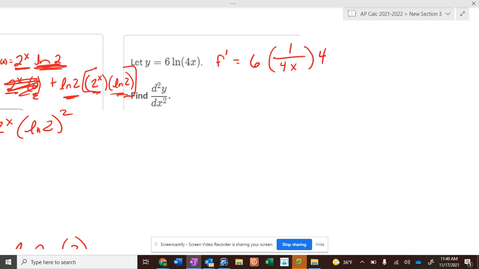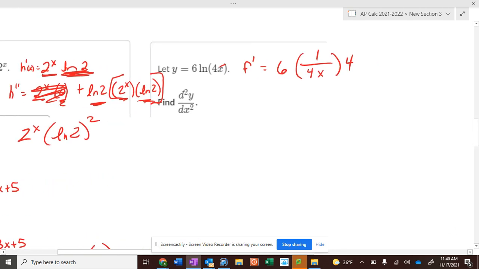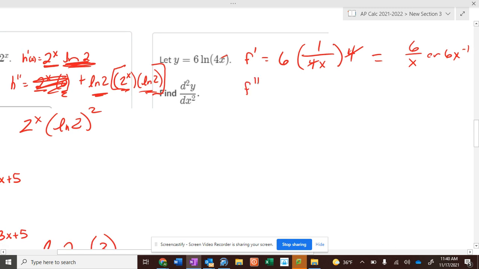Okay, here we go. The 4's cancel. So the first derivative is really 6 over x, or 6x to the negative first. Correct? Now let's do the second derivative. It would be negative 6x to the negative 2, or negative 6 over x squared. Answer, second derivative.